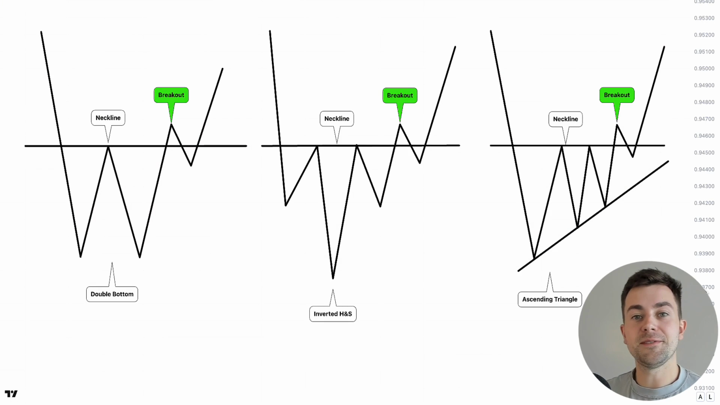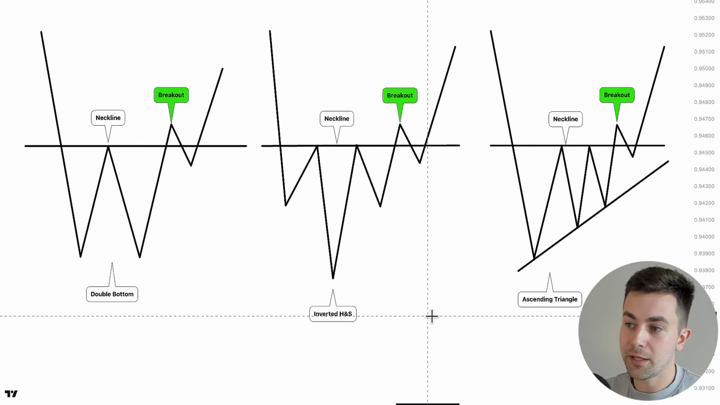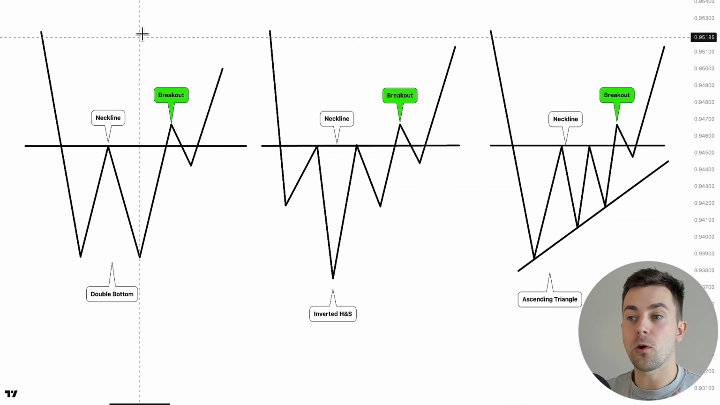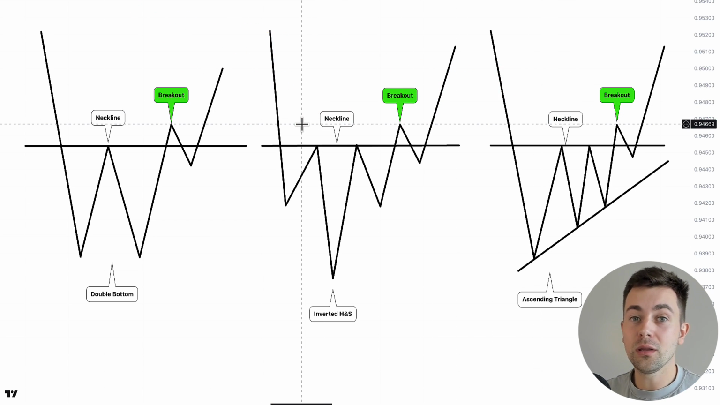Here are the examples of bullish neckline based price action patterns. We have a double bottom here, inverted head and shoulders pattern, and the ascending triangle formation. And bullish breakout of the neckline of these patterns will give us a very strong bullish signal.